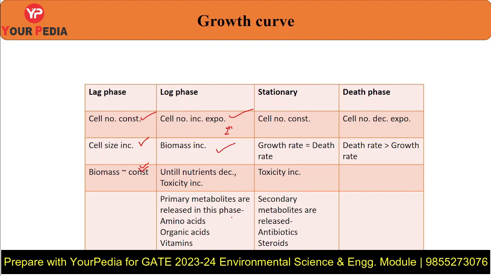The production of primary metabolites takes place in log phase, and the ones which are produced here are amino acids, organic acids, vitamins, ethanol, and acetones. In the stationary phase, the cell number again comes out to be constant because the growth rate now equals the death rate. The toxicity increases to very high alarming levels, and there's a production of secondary metabolites, which are antibiotics and steroids. And the last phase of the growth curve is the death phase, where the cell number decreases exponentially and the death rate is much, much greater than the growth rate. All right.